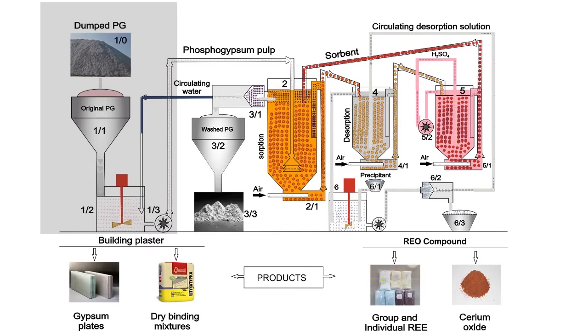At the first stage, phosphogypsum delivered from dumps, position 10, is loaded into the hopper, position 11, from where by continuous flow it enters the repulpator, position 12. There, while maintaining a certain solid-liquid ratio in the resulting pulp, recycled water is supplied, which comes from the solid-liquid separation unit, position 3-1. Further, the formed pulp from position 2-1 is pumped with a continuous flow to the sorption leaching column, position 2.